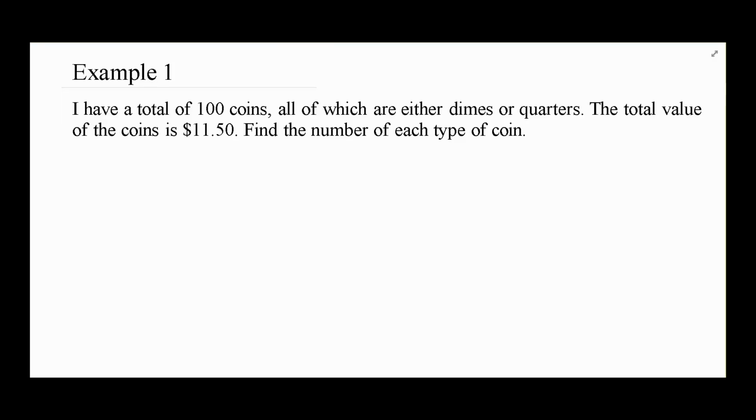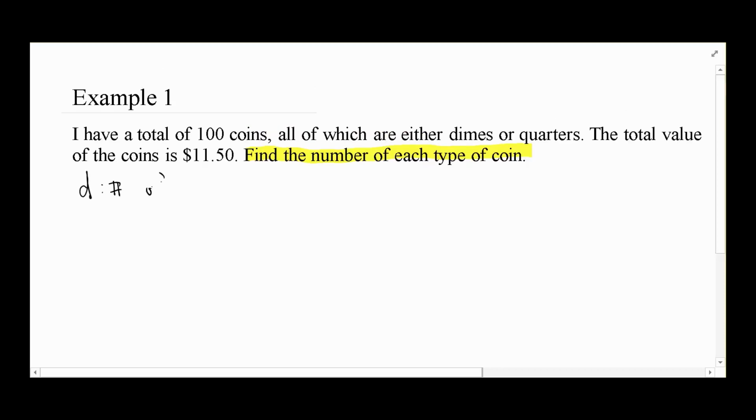Now, as we read through this example, we see that we have a total of 100 coins that all come from being dimes and quarters, and their value is 1150. Our goal is to find the number of each type of coin. A lot of times in these word problems, the first thing you're going to do is define what your variables are. This is really, really important. So we're going to define them in words. If you're having a hard time deciding what your variables should be, a good place to look is the question itself. The question is often going to say, find this for me. We're asked to find the number of each type of coin, so the number of dimes and the number of quarters. That's a great thing to define as our variables. So let's define D as the number of dimes, and let's define Q as the number of quarters.